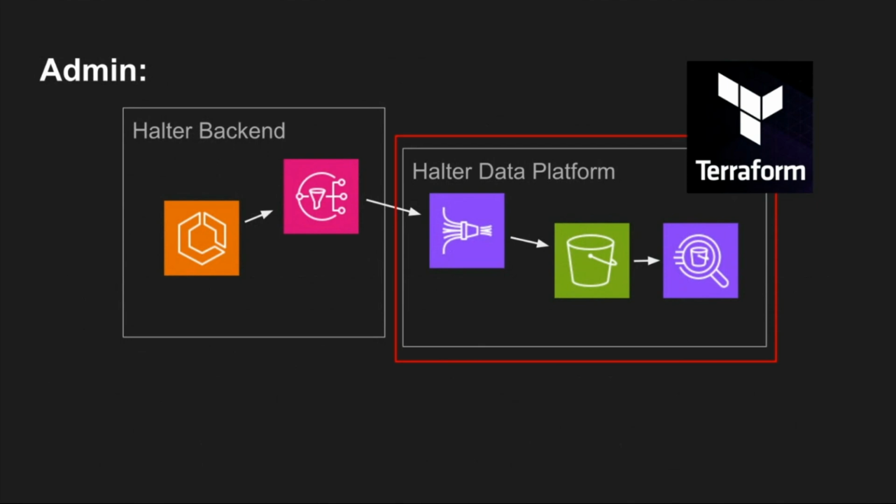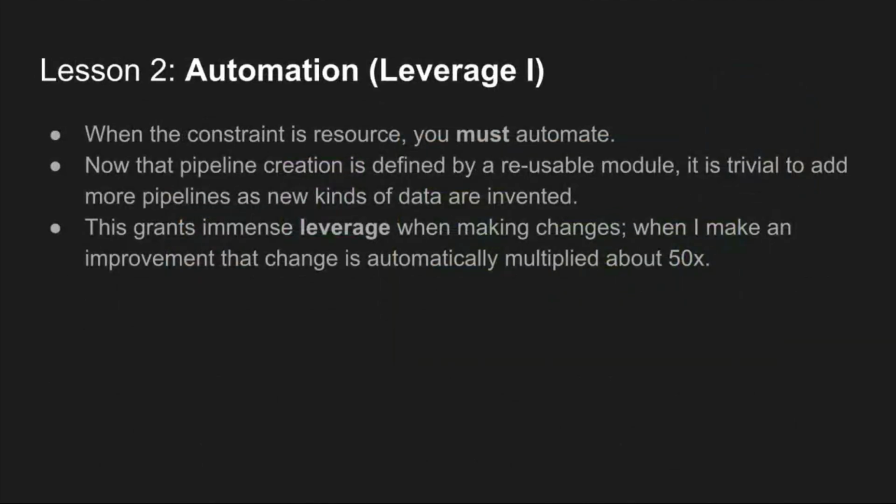This turns out to be so ludicrously powerful that I'm going to spin 2 lessons out of it. The first one is automation, right? Given the constraint is resource, I just have to automate as much as I can. Because we have this reusable module, I can just copy paste, stamp out pipelines anytime someone needs new data. And there's a huge amount of leverage there. You're going to see this word pop up a lot. When I make an improvement or a change to something, it's multiplied like 50 times. So that's just epic.